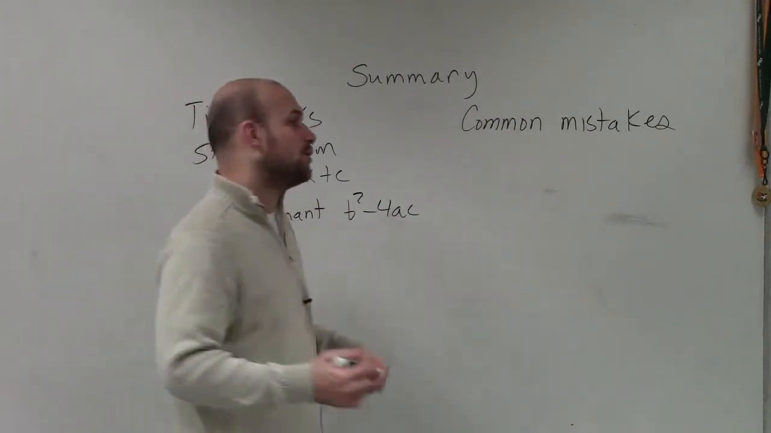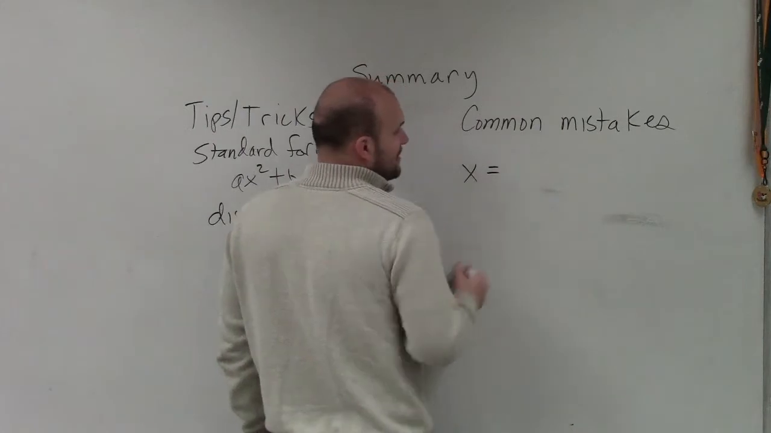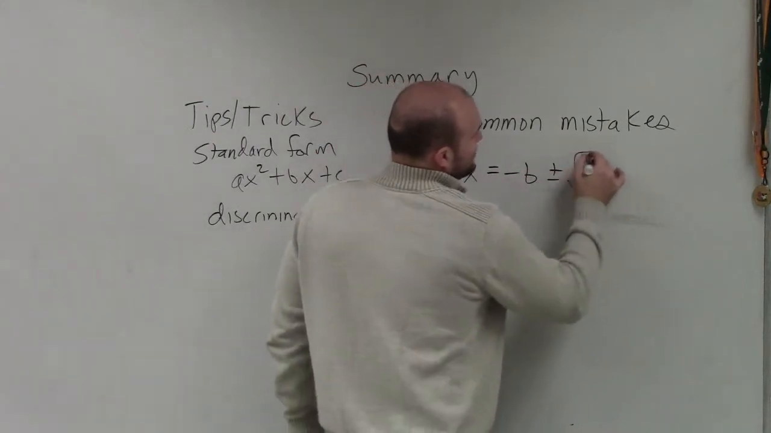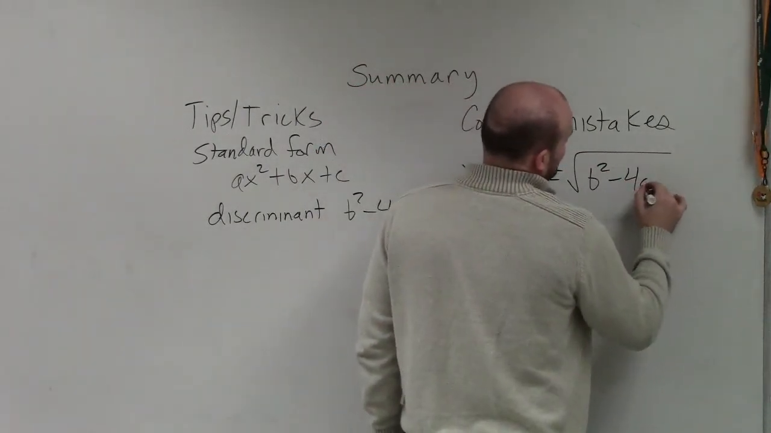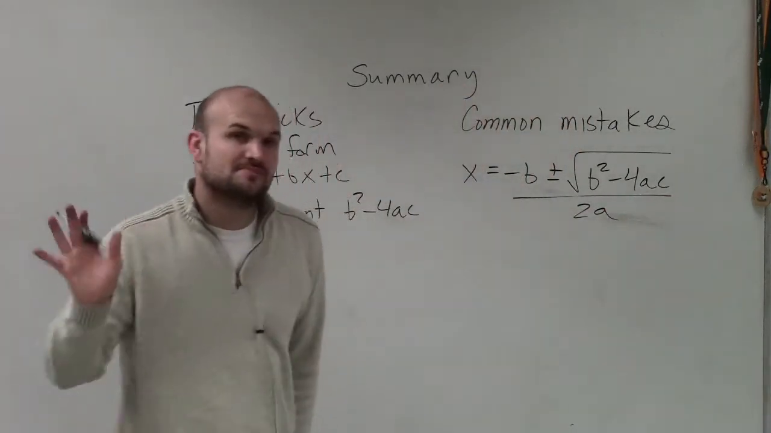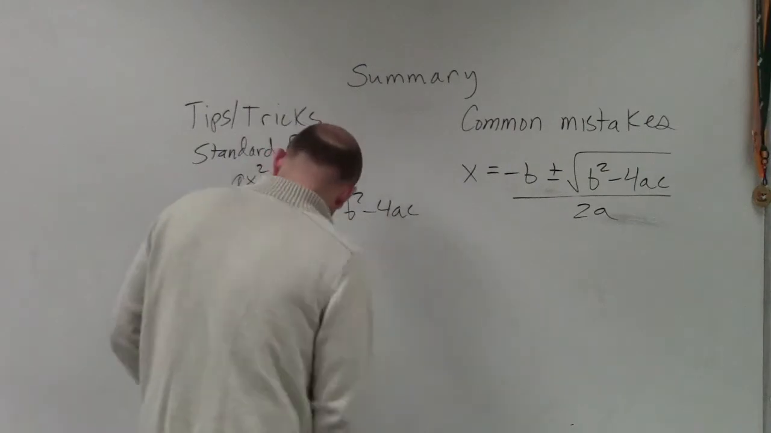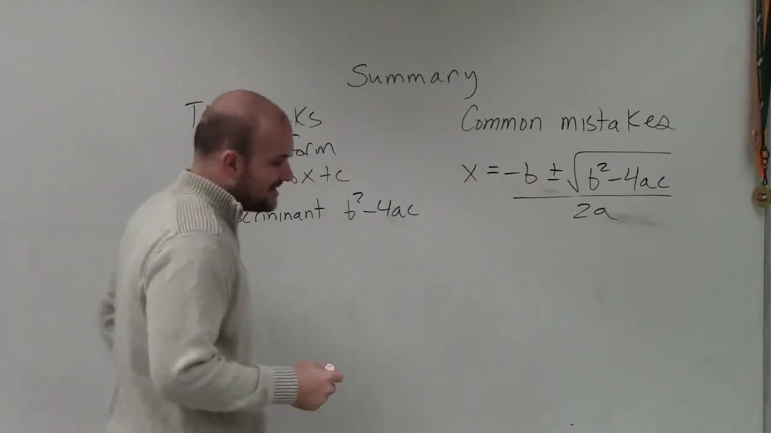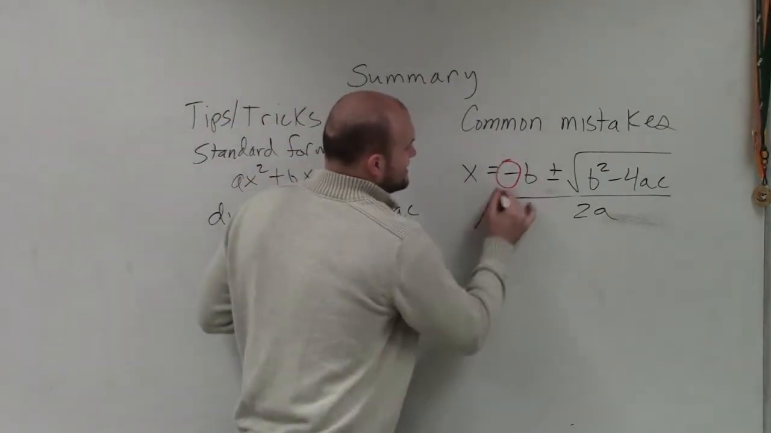Now let's look at the equation that we have and see where students make mistakes here. 4 times a times c, divided by 2a. All right, one of the first mistakes that I see students do, and I'm actually going to use a different marker here, is they forget it's the opposite of b.